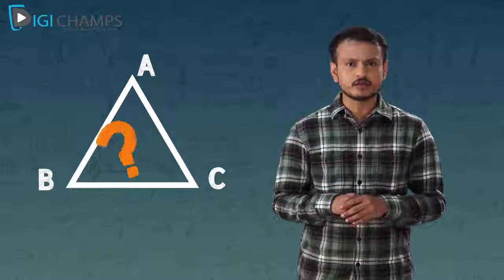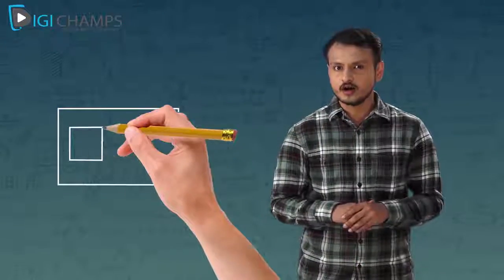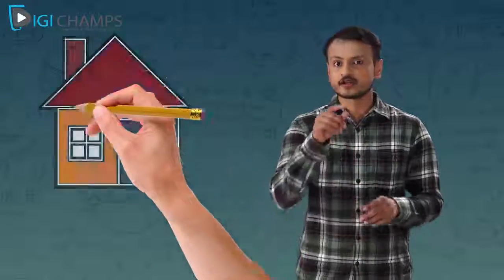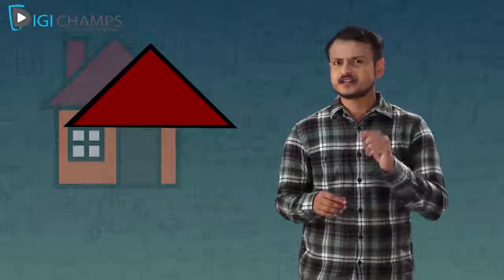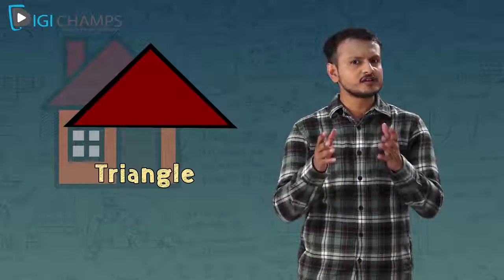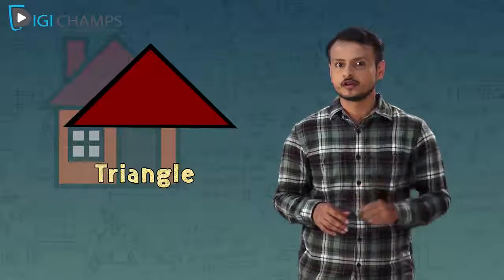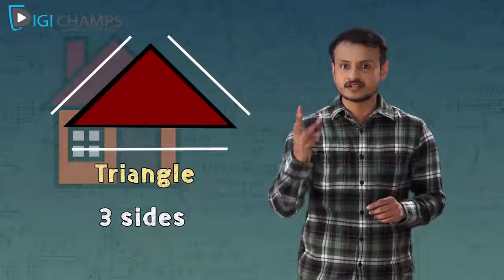Now when I say triangles, what is the first thing that comes to your mind? You may think of a heart which you used to draw when you were a kid. Now if you look at the upper portion of this heart, this is nothing but a triangle. Now how does it look like? It looks like a closed figure which has three sides.